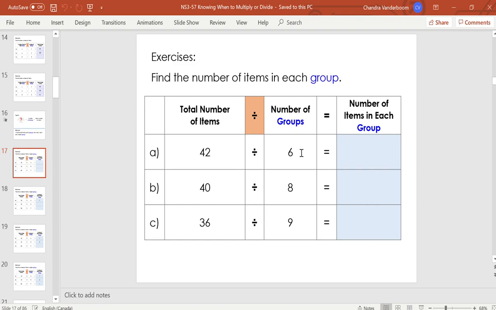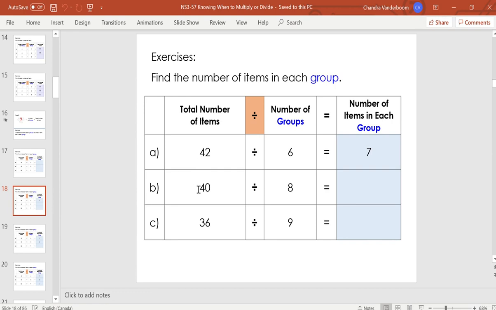Ready? 6, 12, 18, 24, 30, 36, 42. How many fingers do you have up? I hope it's 7, because 42 divided by 6 equals 7, because 7 times 6 equals 42. See how it works forwards and backwards?